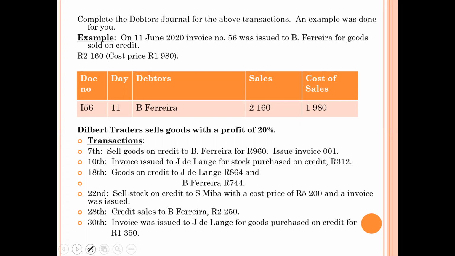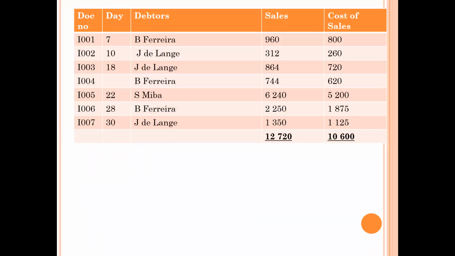So look again quickly at the transaction on the 7th. Sell goods on credit to B. Ferreira for 960 Rand, issue invoice 001. And there's the entry. On the 7th, invoice 001, the name of the debtor is B. Ferreira. They have given us the 960 Rand selling price. Remember now, you need to go and calculate the cost price that you're going to write in cost of sales.